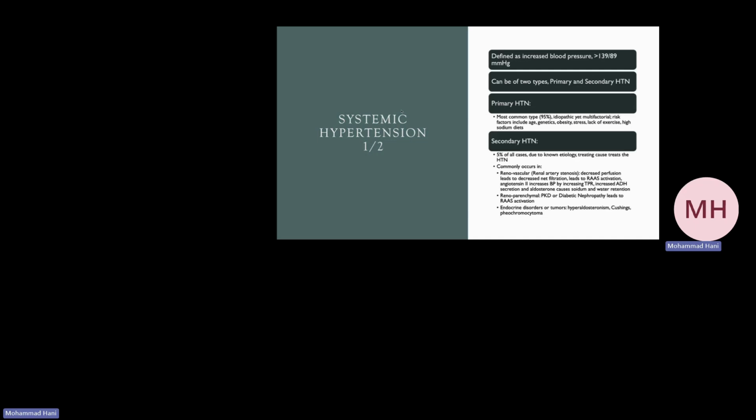Pheochromocytoma is an adrenal medullary tumor, or not tumor, it's a cancer, basically a neuroendocrine tumor. And what happens in that is you get episodic release of norepinephrine and epinephrine, and that causes acute episodes of elevated blood pressure. That is also termed an acute hypertensive crisis or malignant hypertension. And if you treat the pheochromocytoma, you're going to treat the hypertension as well.